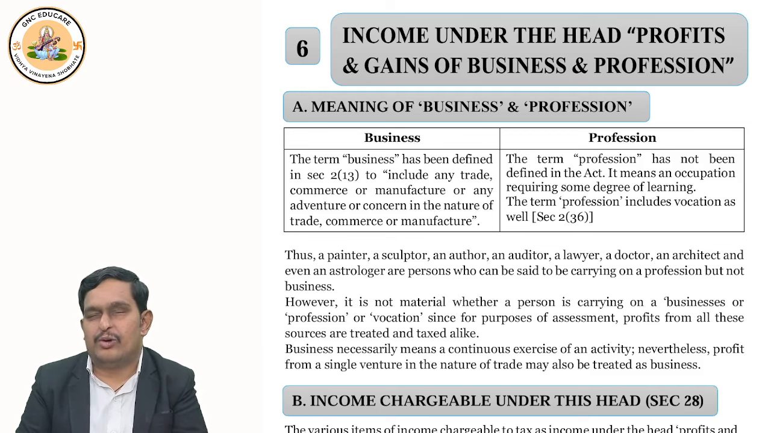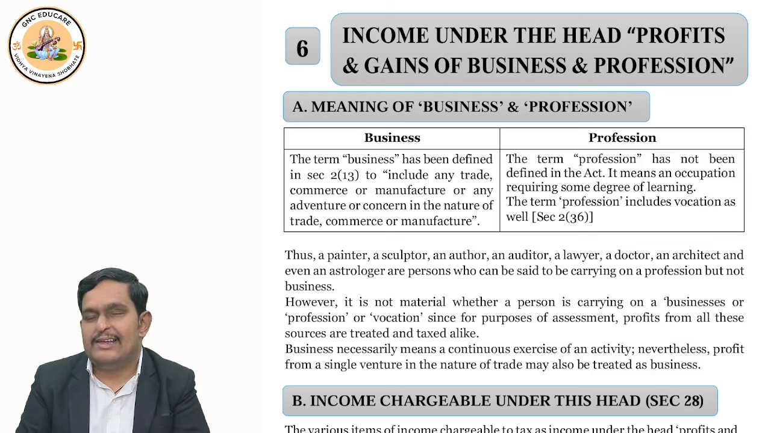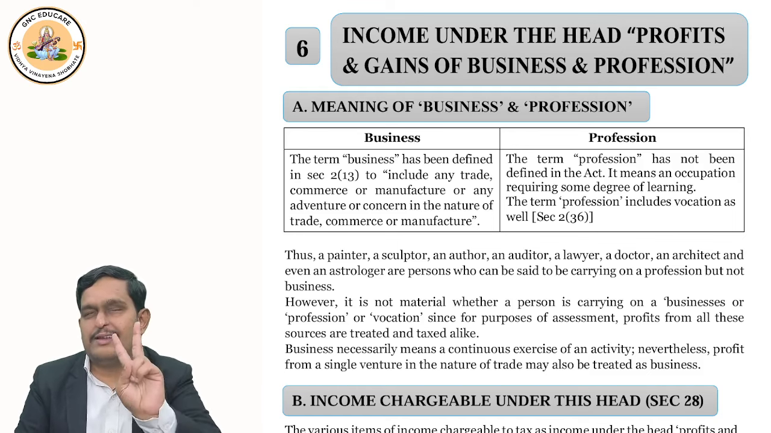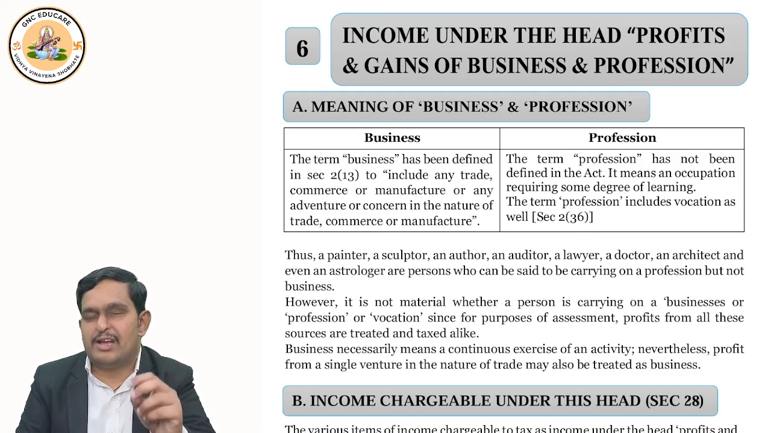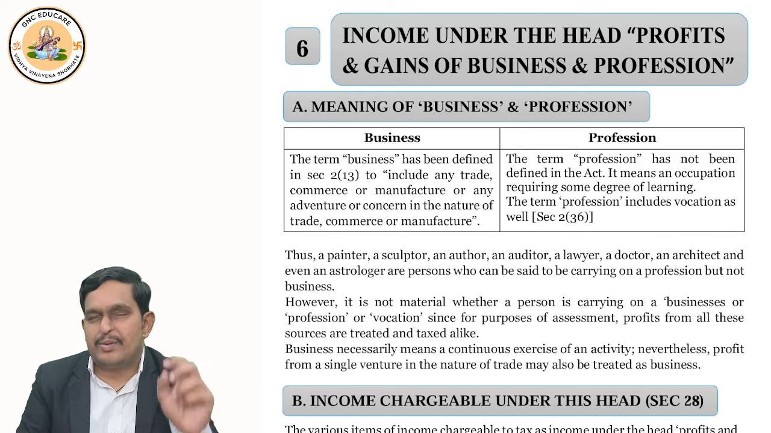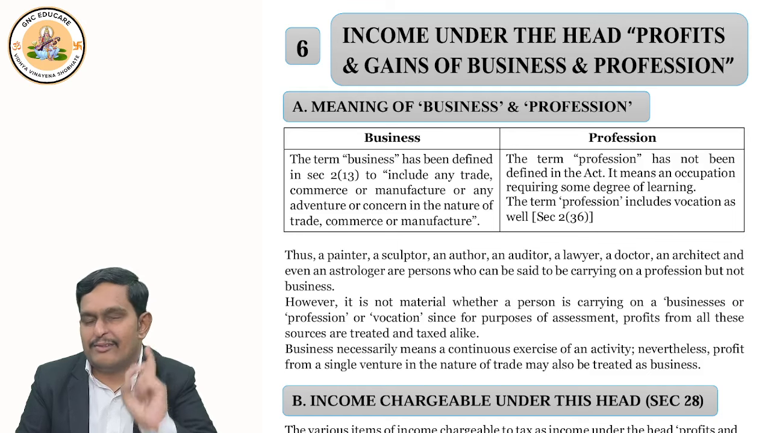Similarly, here also in the PGBP chapter, incomes are given in two different sections. What are they? Section 28, which I will teach now, and section 41, which we will discuss later on. These two sections talk about income. So if you have to call it income under this chapter, under profits and gains of business and profession, it should be mentioned under these two lists. One is section 28 and the second one is section 41.